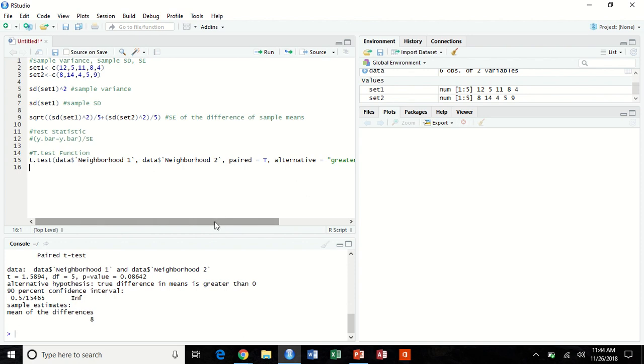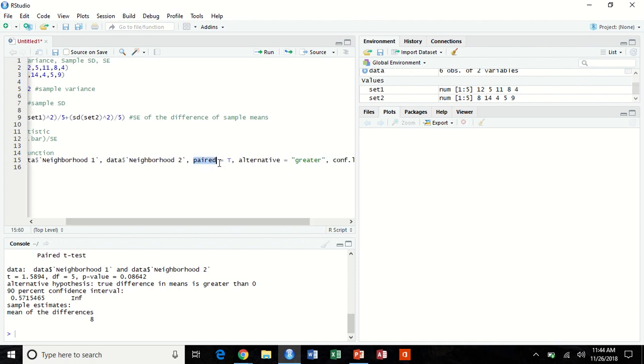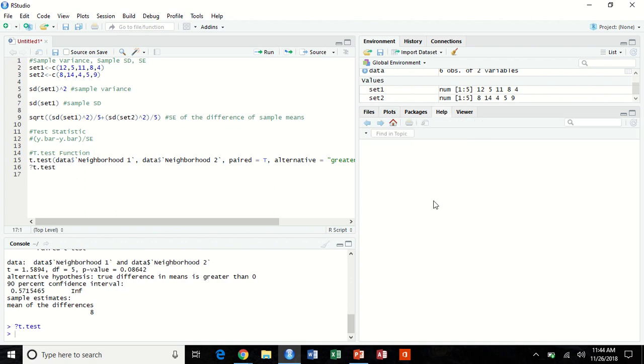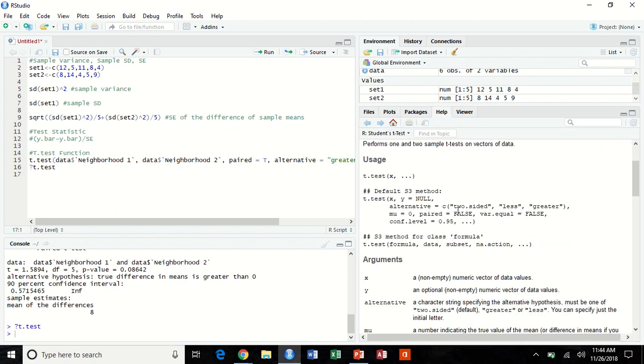And the whole reason I'm showing you this is so you can keep in mind that on the homework you might need to use paired equals TRUE, or alternative equals greater or less. And again, if you forget what alternatives there are, you can do ?t.test, and then it will show them to you right here. Two-sided, less, greater, and it also tells you the other options. So mu equals, paired, var.equal, conf.level.